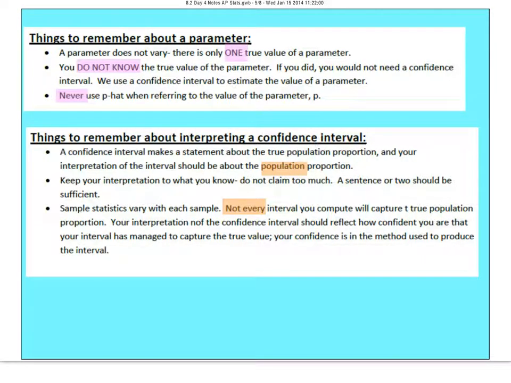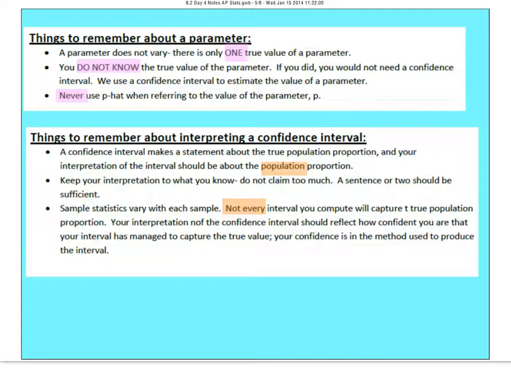Second thing, keep your interpretation to what you know. Don't claim too much. The more wordy you get and you start to get fluffy, you're going to say something you shouldn't, so don't. Just be short and sweet and say exactly the definition you should and stop.